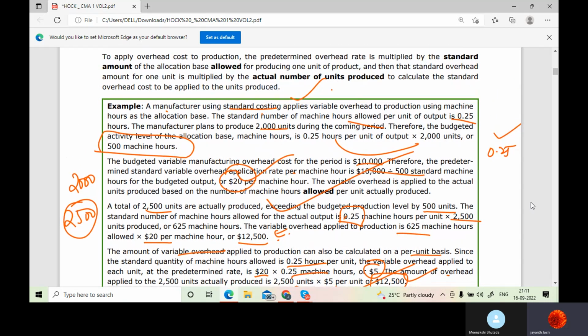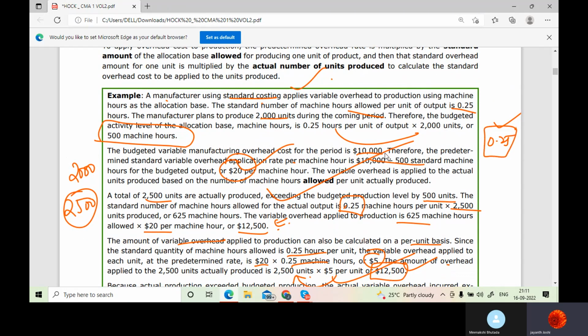Very simply understood, this is the allowed hours, and this is the budgeted overhead you have made. So you are making 2000 units, it seems. If 0.25 hours is allowed for making 1 unit, this is the allowed hour or standard hour. If you multiply with the number of units, you come to know how many machine hours you require for making 2000 units, 500 hours. So you got the allocation base now.